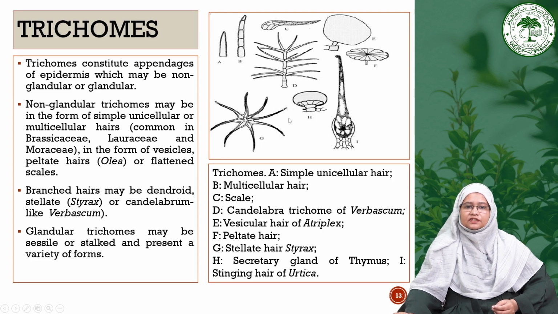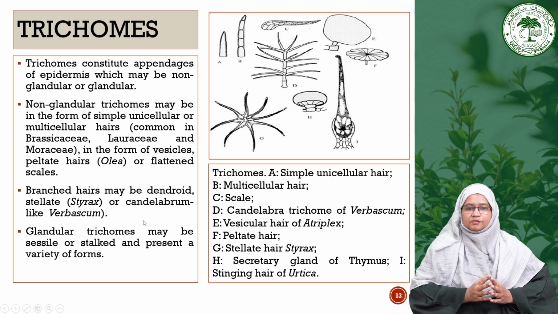D is showing the candelabra trichome of Verbascum. Then E is showing the vesicular hairs of Atriplex. Then peltate hair, F is showing the peltate one. Then stellate hair in the case of Styrax, as shown in this particular image. Then secretory glands of Thymus, as you can see in this H figure. Then the stinging hair of Urtica, as you can see in this particular image.